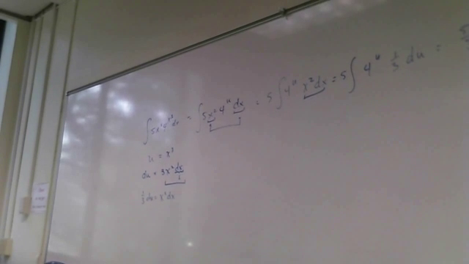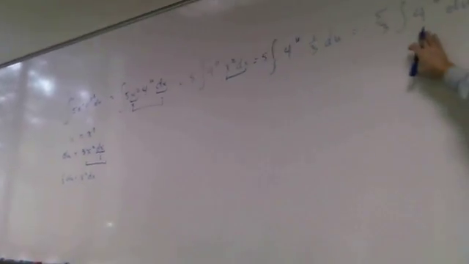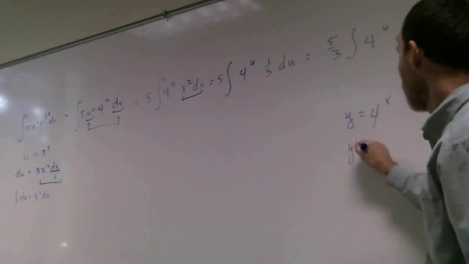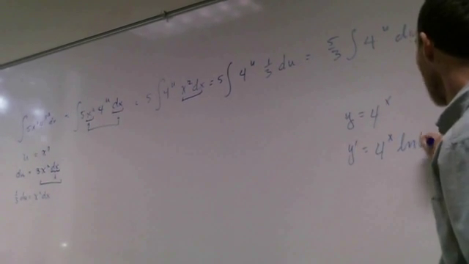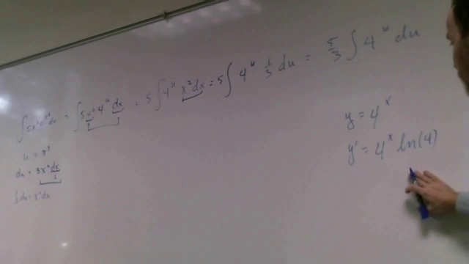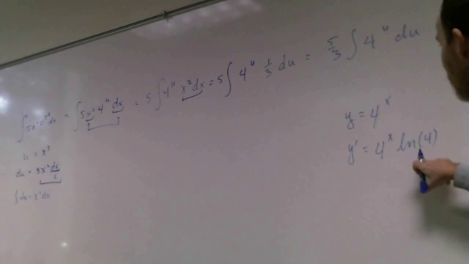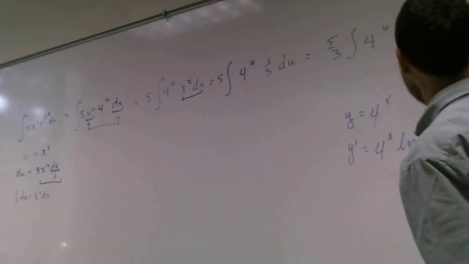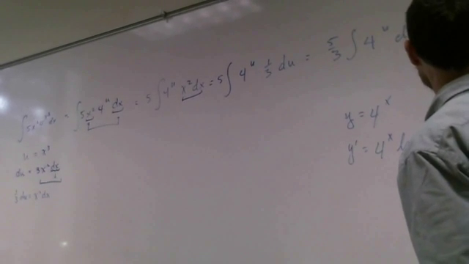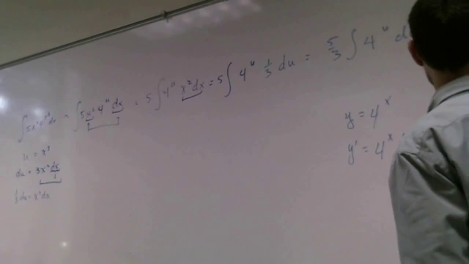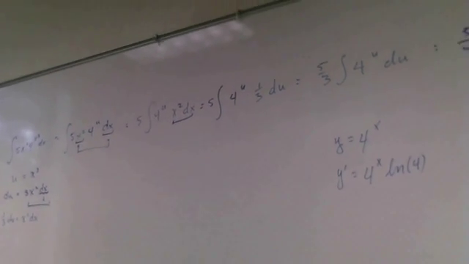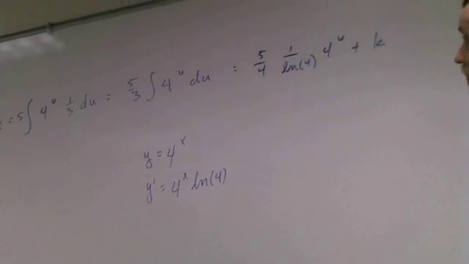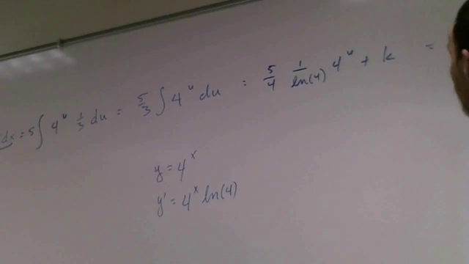Well, now this is one we're just supposed to have memorized or be able to guess. It's just a matter of remembering if y is 4 to the x, then y prime is 4 to the x ln of 4, which means when I take the derivative of 4 to the x, I get 4 to the x ln of 4. Well, then if I take the antiderivative of this, I need the opposite of that. So that's going to be 5/3, 1 over ln of 4, 4 to the u, plus a constant. Because if I take the derivative of this, I'll get 4 to the u times ln of 4, which will cancel. And I'm done as soon as I put it back in terms of x.